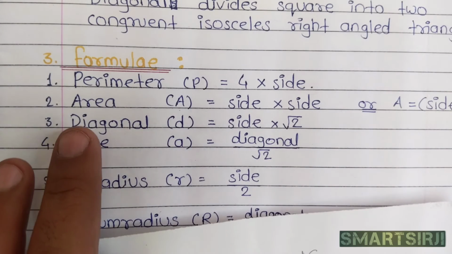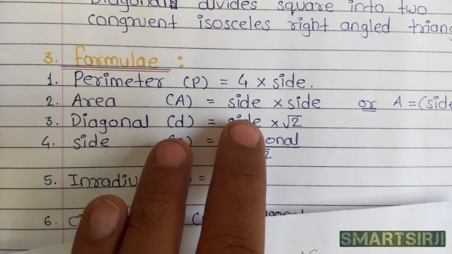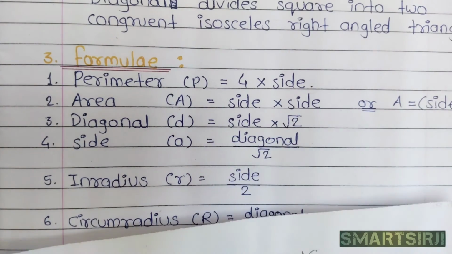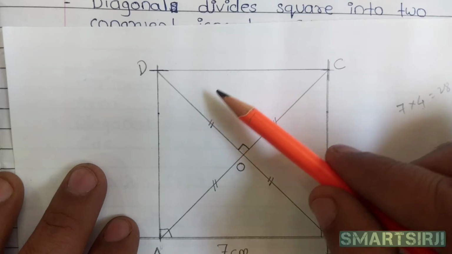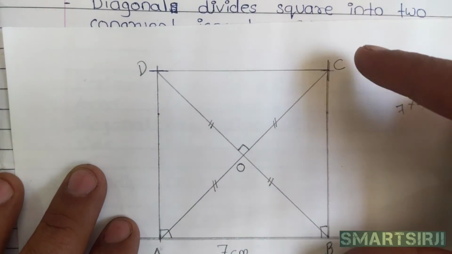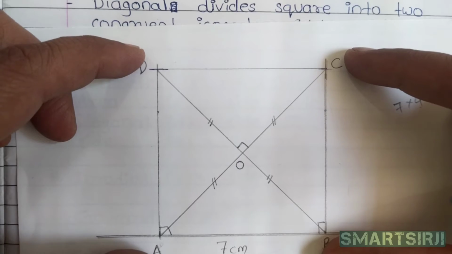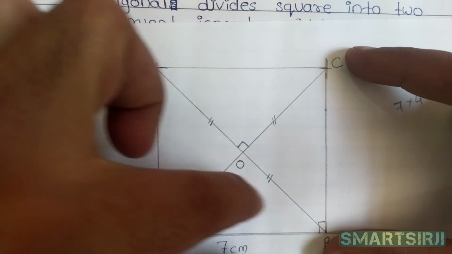Then the second formula, area, denoted by A. Area is equal to side into side, or side squared. Suppose I want to find the area. What is meant by area? It is how much space this square occupies. So this occupies this much space. So what is the area of that space?